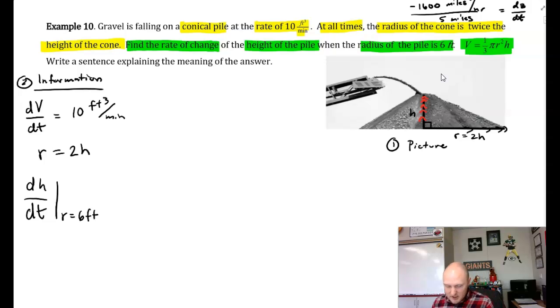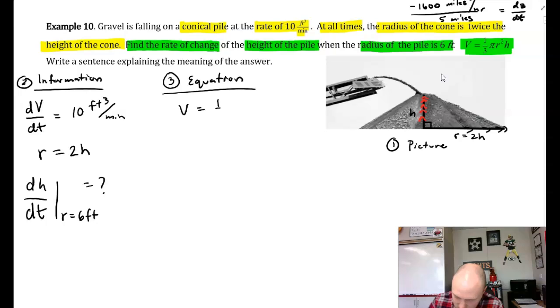Okay, so I have all my information. That's what I want to find. Now, step 3, what is your equation? What are you going to use? Well, they tell us volume is 1/3 pi times the radius squared times the height. Now, sometimes the AP exam will be difficult. They'll give you a nasty looking equation where we have to differentiate and do product rule. But here they gave us an out. I know that the radius is equal to 2 times the height.